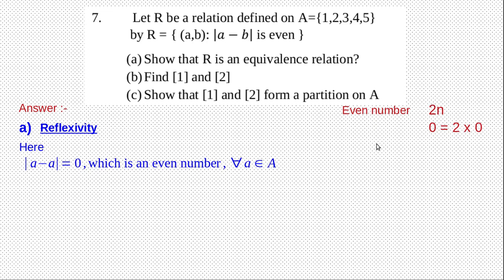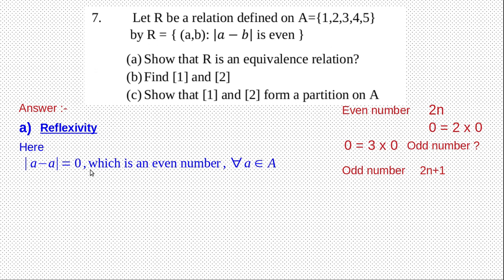Then some may say that we can write 0 in the form 3 into 0 also. Then is it an odd number? No, because an odd number is a number of the form 2n plus 1. We can't write 0 in the form 2n plus 1, and hence 0 is not an odd number. Clear? 0 is an even number, not an odd number. The reason is that we can write 0 in the form 2n, we cannot write 0 in the form 2n plus 1.